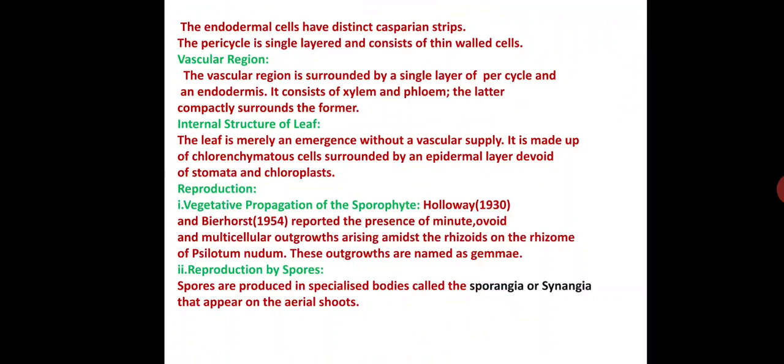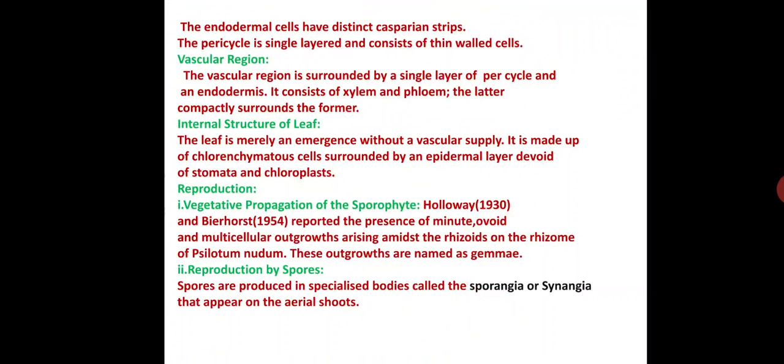Internal structure of the leaf. The leaf is merely an emergence without a vascular supply. It is made up of chlorenchymatous cells surrounded by an epidermal layer, devoid of stomata and chloroplasts. Then we discuss reproduction. Reproduction in Psilotum has two important methods. One is vegetative reproduction and another one is sexual reproduction, meaning by the production of spores.